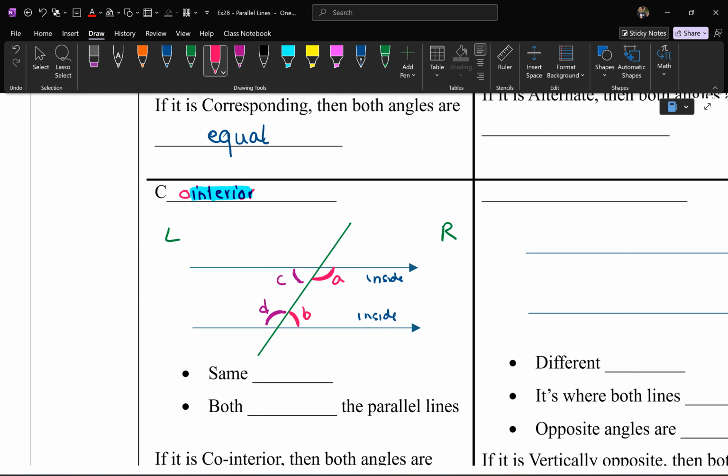What are the things to help you remember? They need to be on the same side. So both of them are on the right, both of them on the left. And they both have to be inside the parallel lines. That's how you know it's co-interior.